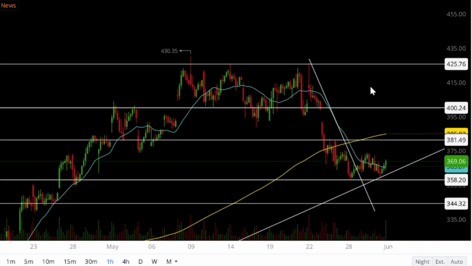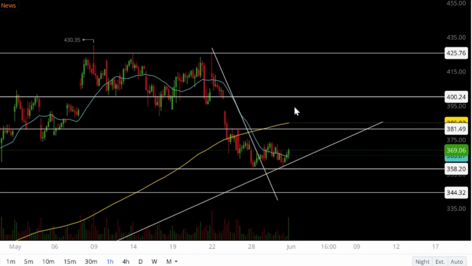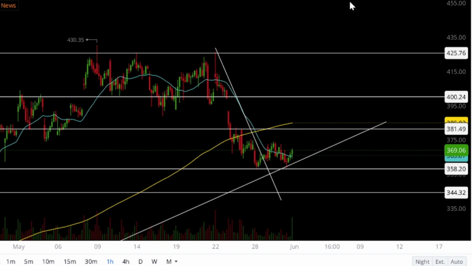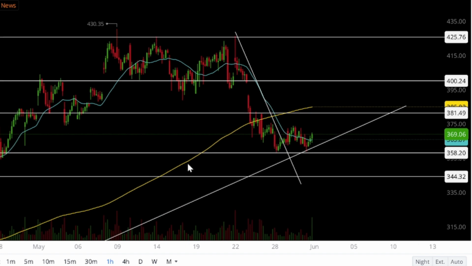But overall, guys, in the big picture of the hourly, we get above on this high. We consolidate for a few trading days. We break below. We're consolidating right now. We're in this consolidation phase. And now what we're looking out for is possibly a trend on this support right here and a breakout above that 381 level and a continuation higher. On the flip side, keep an eye on that 344 support level.